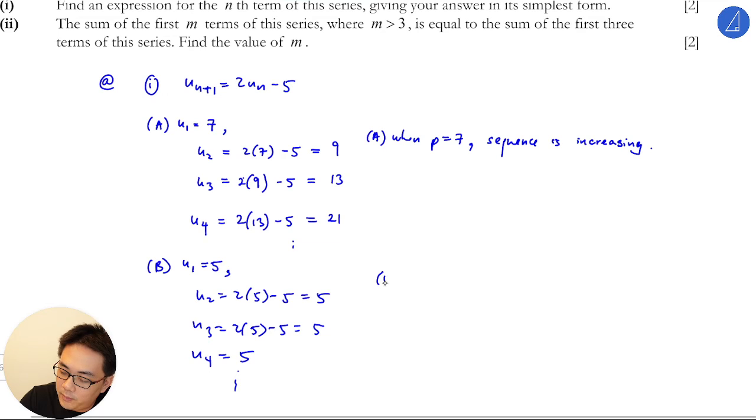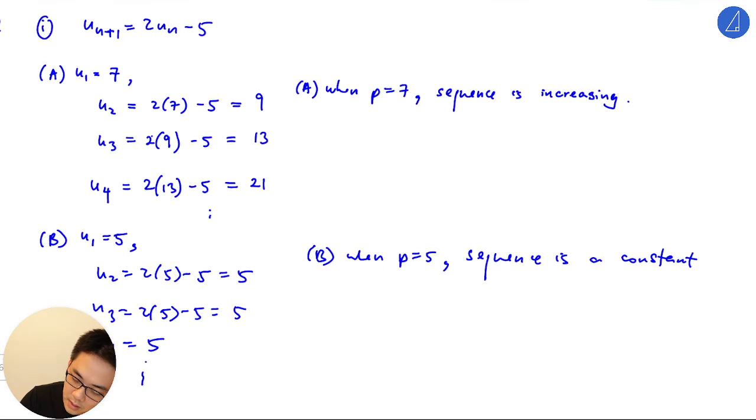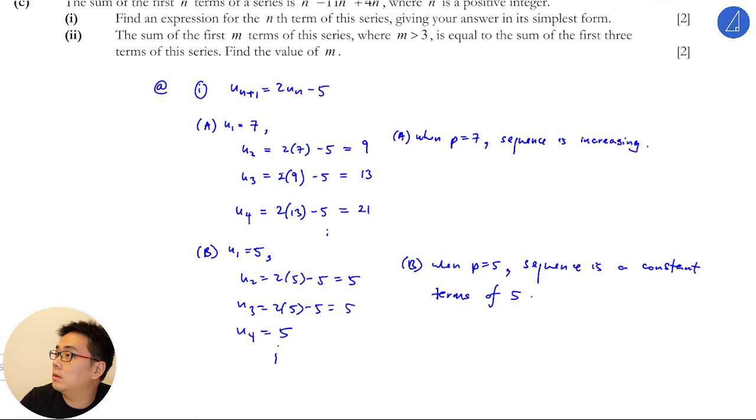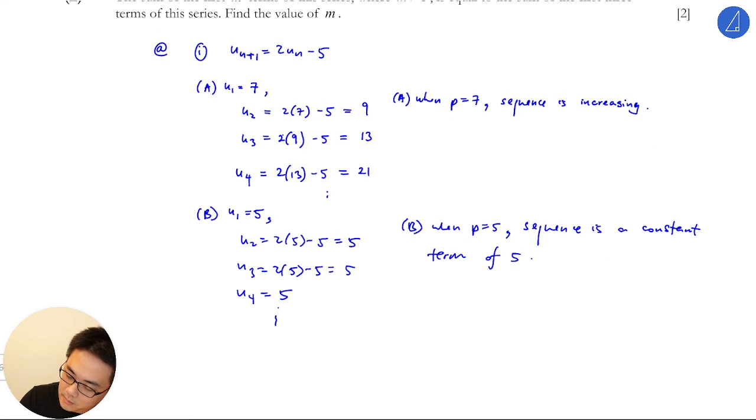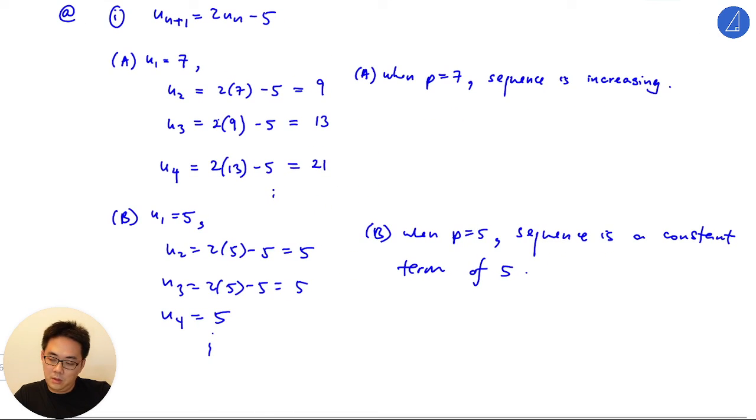Okay, so for B, when P is equal to 5, the sequence is a constant term. The constant sequence.